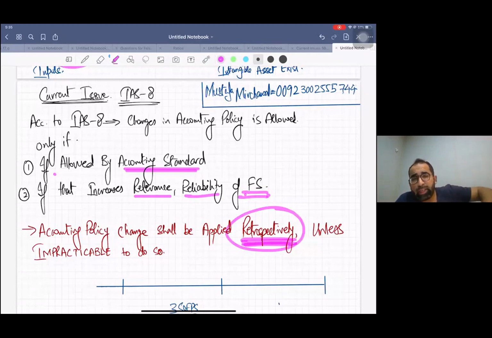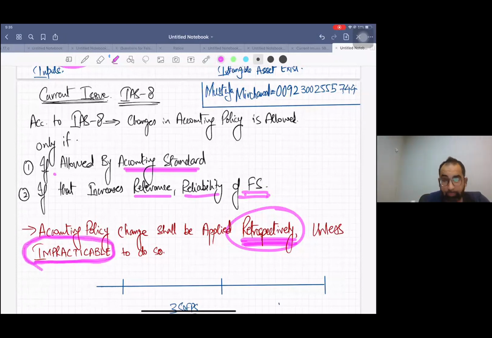What does it mean? Retrospective means you should go into the past. From the date we applied the existing policy, we should apply the new policy from that past date. It means you should go back many years. But it is also written, unless impracticable to do so. This word impracticable is the real issue which we are going to discuss now.